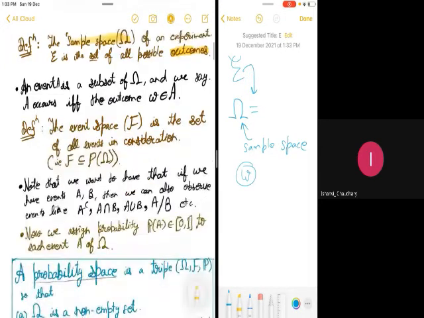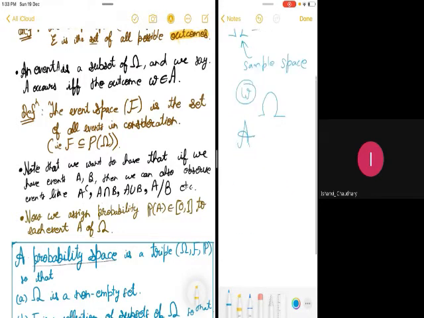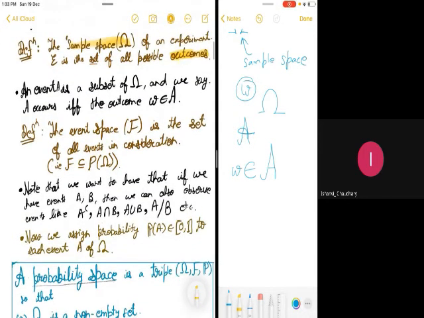And we say that an event A is a subset of capital Omega, and that the event A occurs if and only if our small omega, which is the outcome, belongs to that subset. So, is this definition clear? It should be intuitive.